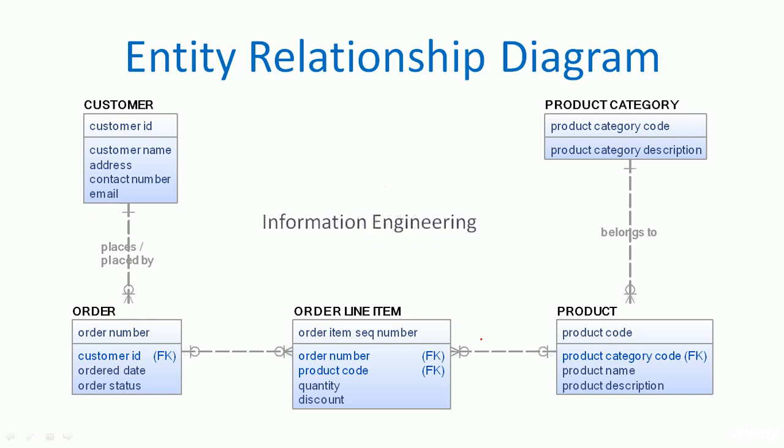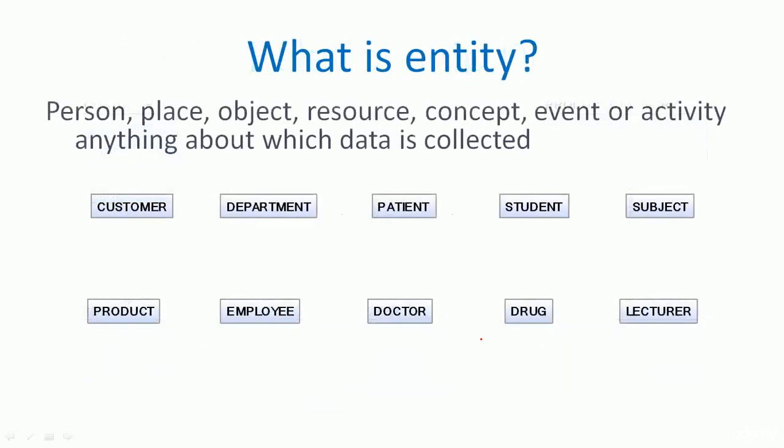We will discuss the notation, symbols and its meanings. Before that, let's discuss what is entity, what are attributes, and what is relationship. What is entity? Entity can be anything about which data is collected. It can be a person, it can be place, object, resource, anything which is important and significant in a particular domain where we are developing a data model.